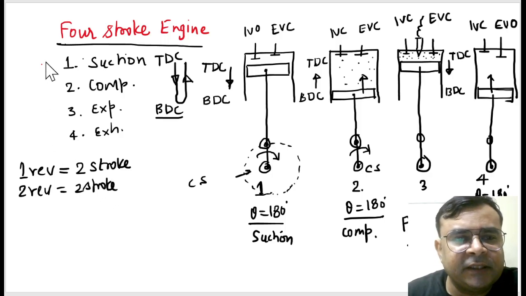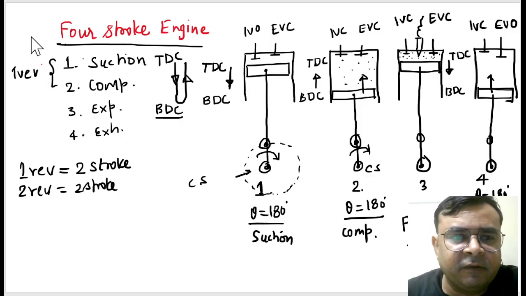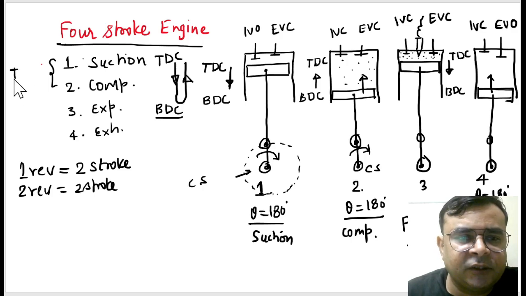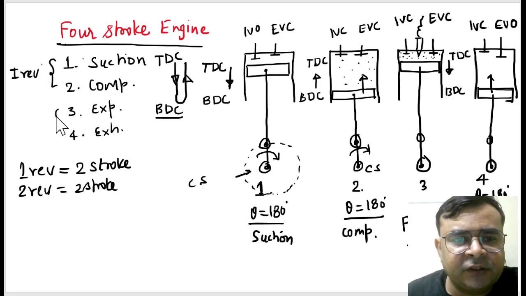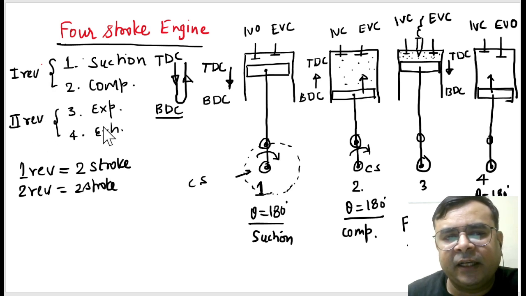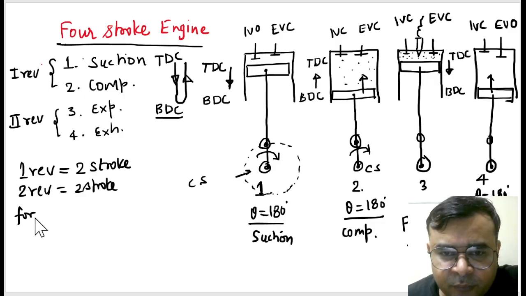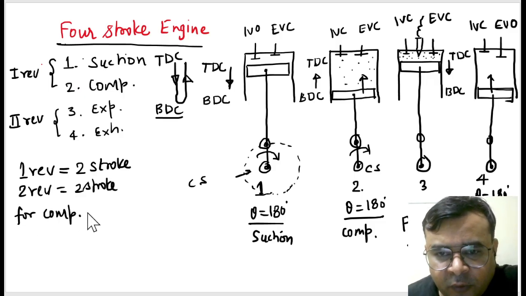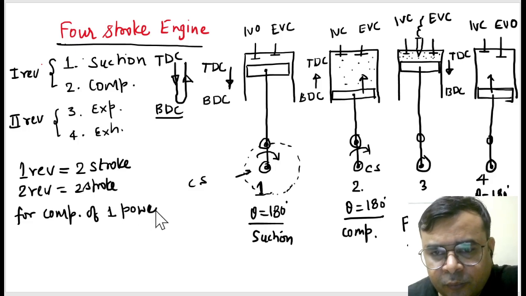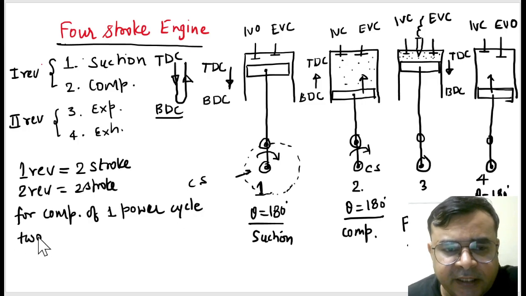So in the second revolution again we get two strokes. You can see in the first revolution we get the suction stroke and compression stroke. Is it right? And in the second revolution of the crank we get the expansion stroke and exhaust stroke. Means for completion of one power cycle, two revolutions of the crankshaft are required.